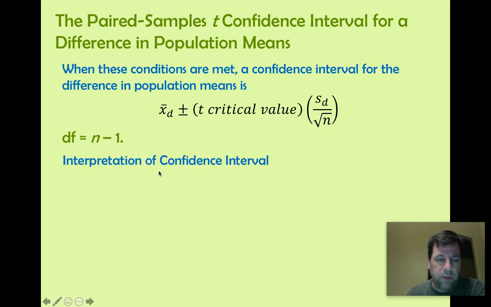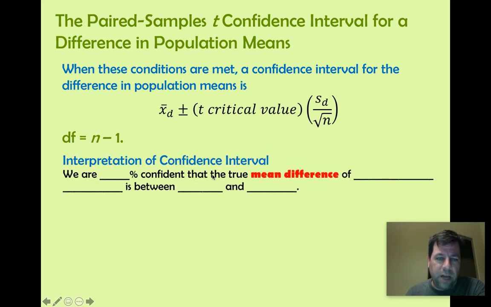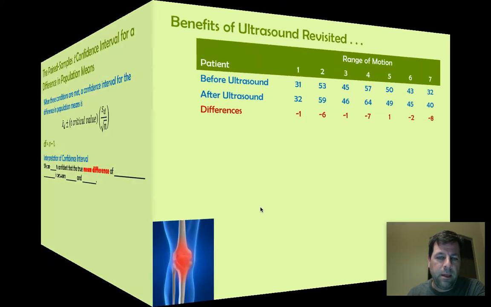All right, DF equals. We are 90% confident that the true mean difference, not the difference of the means, mean difference of blankety blank blank is between these two values. Okay. All right.